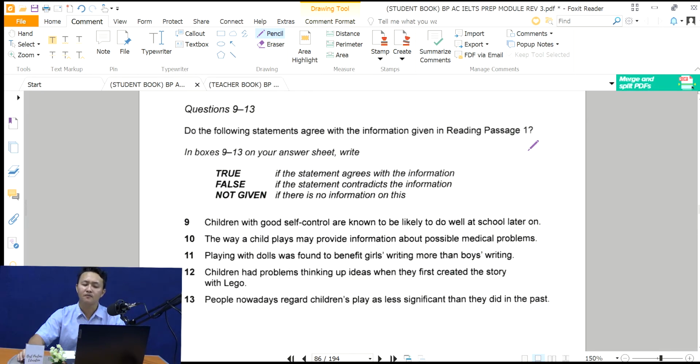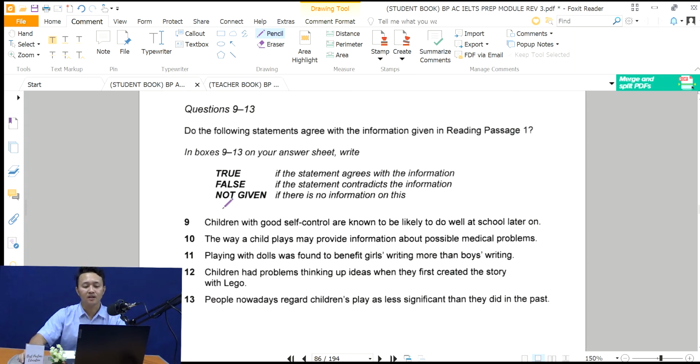So we need to find the information and then confirm. Is it true? If it's true, then the statement agrees with the information. It means that the statements from number 9 to number 13 match the information in the text. If it's false, then the statement contradicts. It means they have a slightly different, maybe completely different meaning, from the statements 9 to 13 and the information in the text.